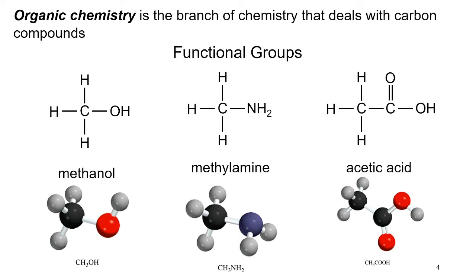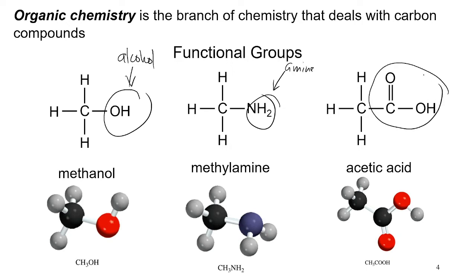So in here, actually class, we have three examples of what we call functional groups. For the first example, we have here the OH. This is actually from the functional group of alcohol. We have here the amine, and we have here the carboxyl. Okay, so these are just some examples of what we call the functional groups.